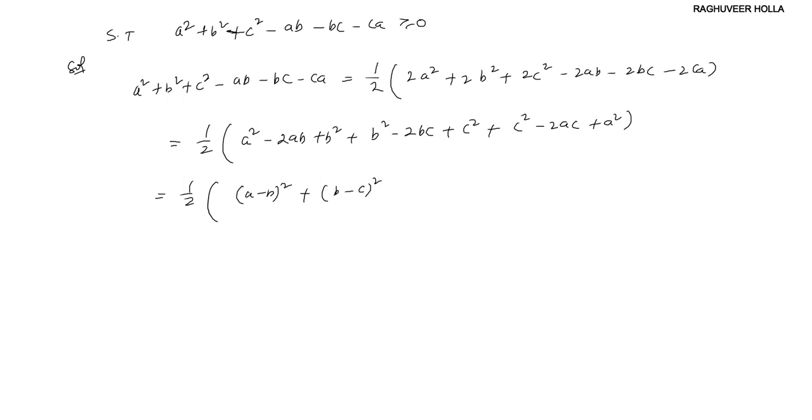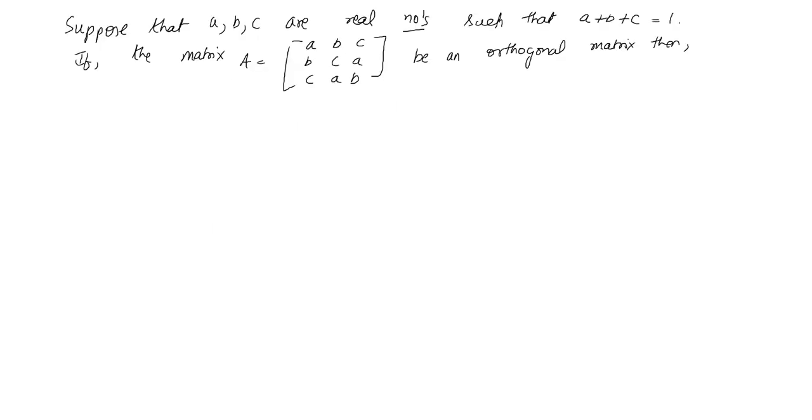Quite interesting here. Now we know the simple identity here, this is A minus B whole squared plus B minus C whole squared plus C minus A whole squared, greater than or equal to 0. Okay, and the equality holds when A is equal to B is equal to C.